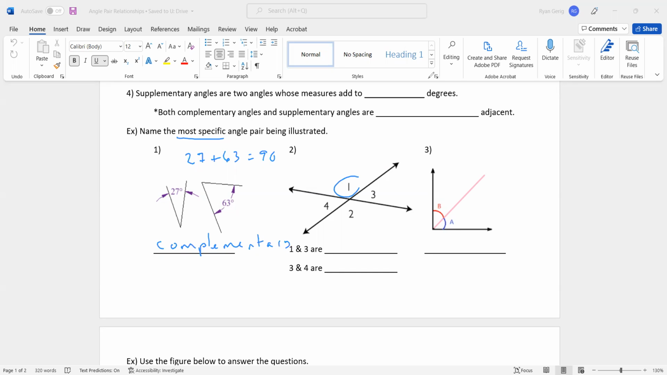Okay, it's complementary. Next one has a couple different problems with it. 1 and 3, so we're looking at this one and this one. Well, those are right next to each other, so they are adjacent, but the most specific is that they are supplementary. You see how together those form a line? If they form a line, that means they add to 180, which means they are supplementary. Okay, we call those two angles together something called a linear pair. Linear means line, and a pair means two. So two angles that make a line, which are also called supplementary. So they all kind of mean the same thing.